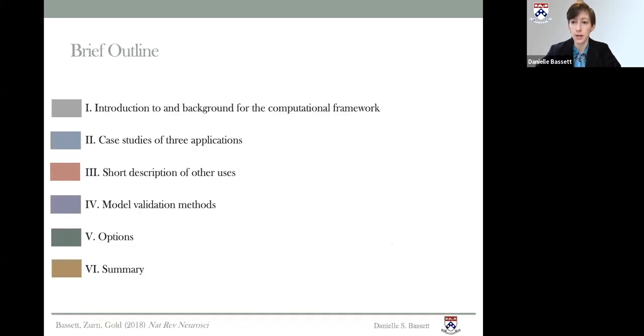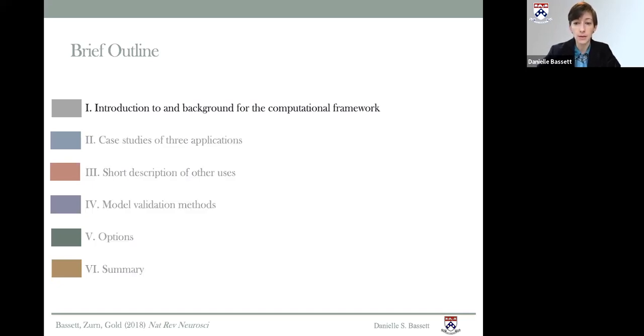So just to get started, a brief outline of the structure of the lecture today is as follows. Number one, we'll go through an introduction to and background to the computational framework, why it makes sense for neuroscience. Number two, we'll talk through case studies of 3 specific applications in the area of neuroscience. Number three, we'll talk about some short descriptions of other uses. We'll then move into model validation methods. And then fifth, we'll talk about a couple options for the future, and then we'll go through a summary of what we've done so far.